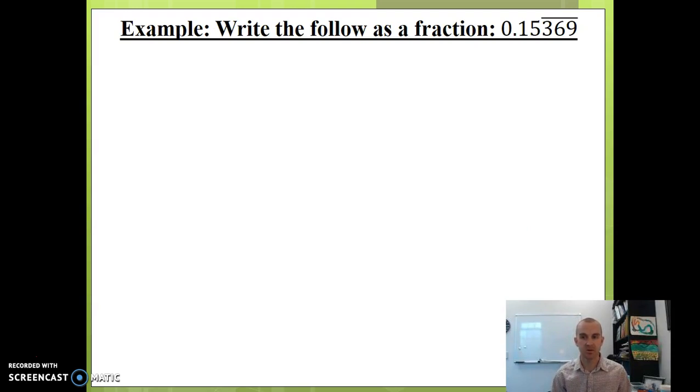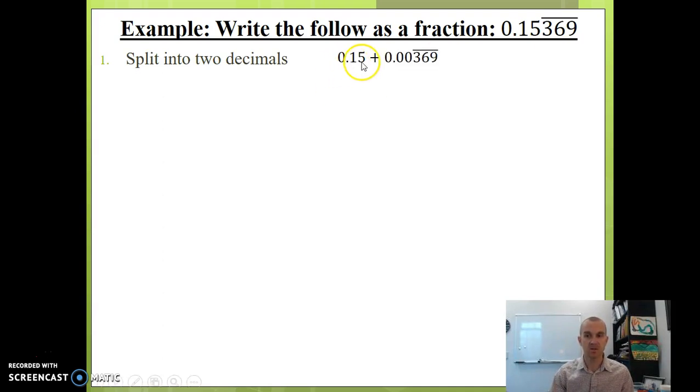So let's look at an example to help out. Here we have 0, and then we got 15, and then we have this 369 being the repeating part. So the first thing we want to do is split it into the two decimals. So we're going to make that sum. So we have 15 hundredths, and then we're going to put zeros in the places where the 15 hundredths were, and we say we got that 369 being repeated. So there's our two decimal values.